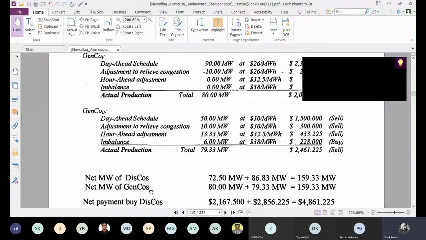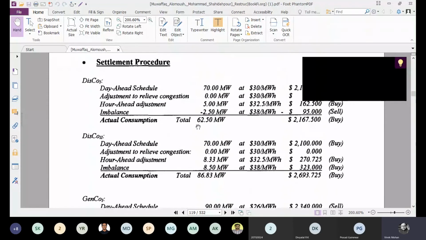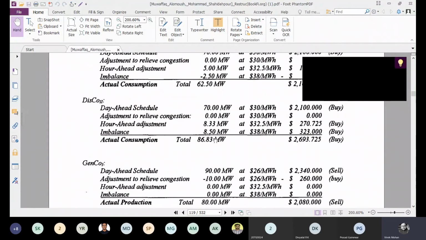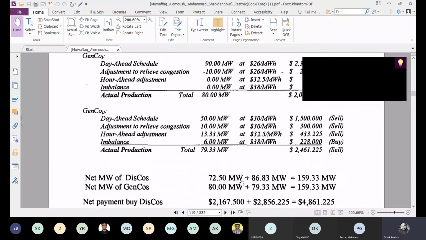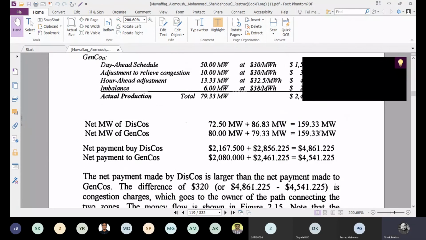But now the problem here is the net megawatt of DISCOs. What is the net megawatt of DISCOs? This is 72.5, and this is 86.83. 72.5 plus 86.83 gives 159.33 megawatts. That should be equal to the net megawatt of GENCOs, because we have assumed a lossless system. So 80 megawatts plus 79.33 gives 159.33.